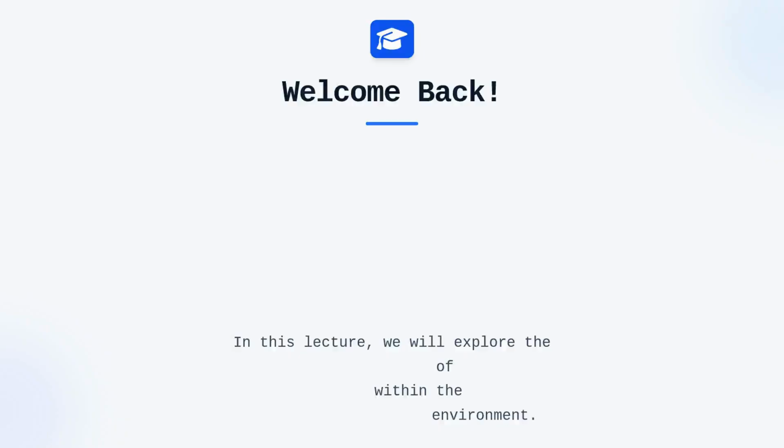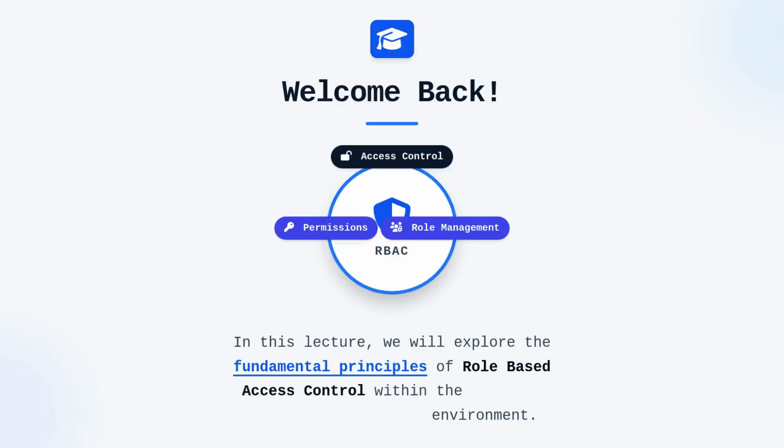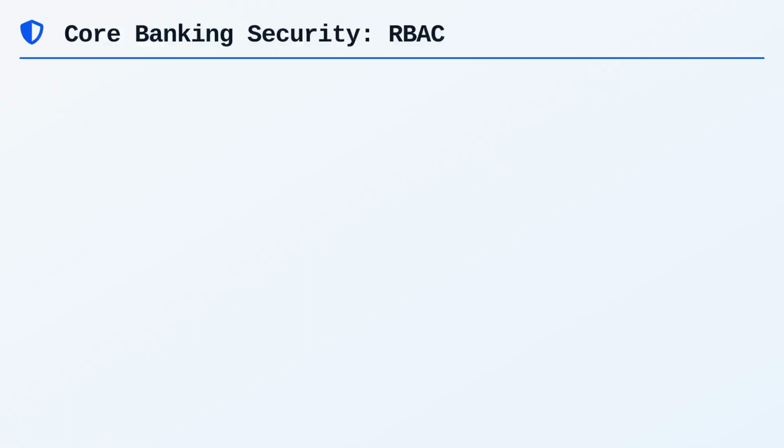Welcome back. In this lecture, we will explore the fundamental principles of role-based access control within the FLEXCUBE Universal Banking 12 environment. When we talk about security in a core banking system, we are essentially talking about the integrity of the data and the processes that manipulate it.